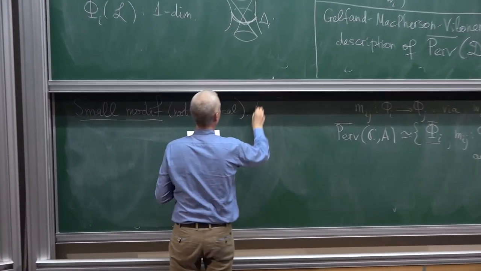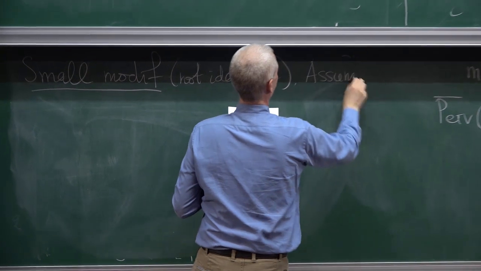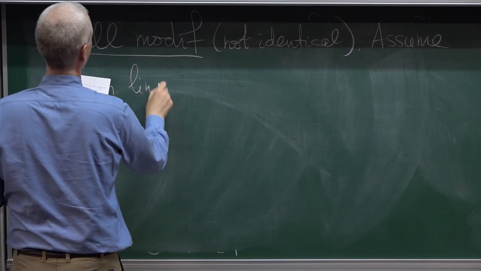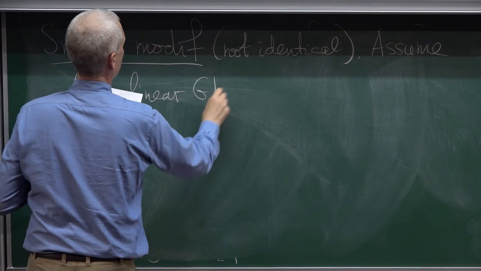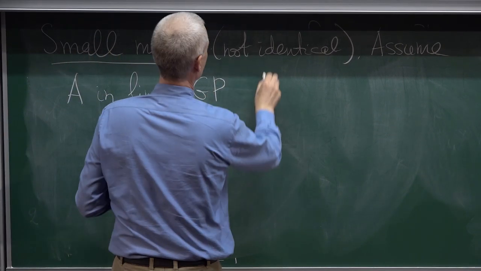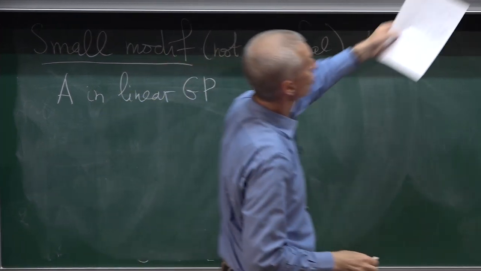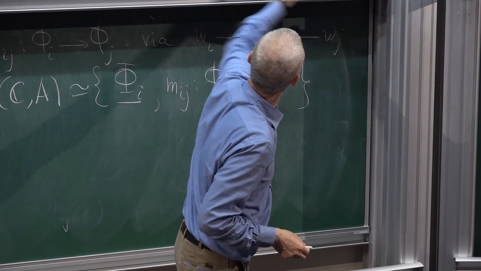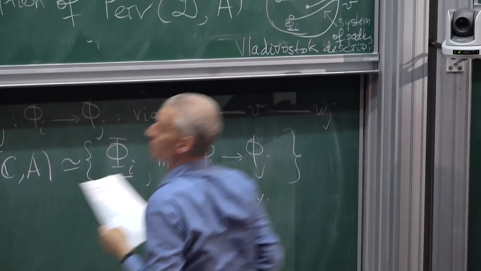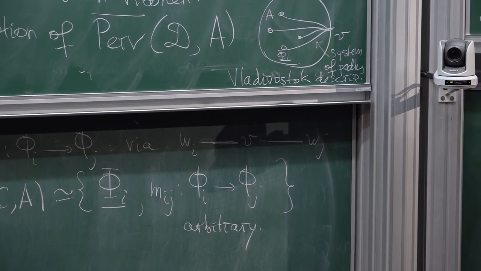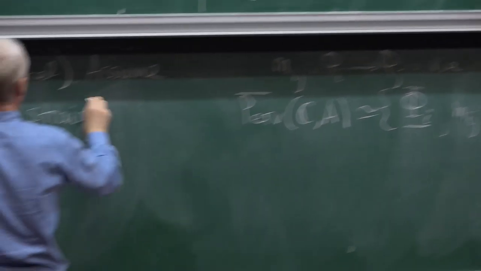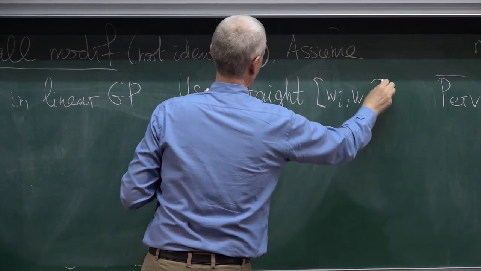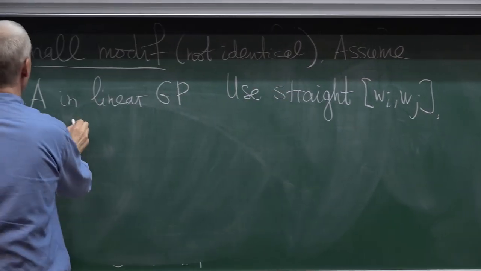So I assume A in linear general position, and use straight lines. Here we can use any paths. But suppose we don't want to go to Vladivostok. We just join them by straight lines, straight intervals wi, wj. Then the same statement holds.